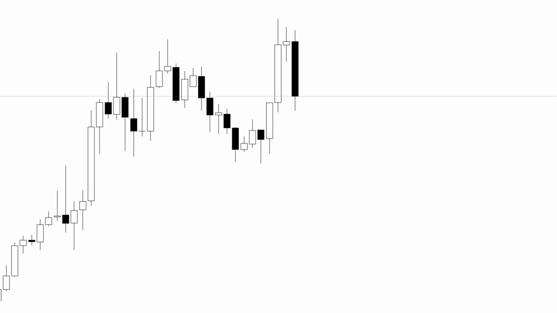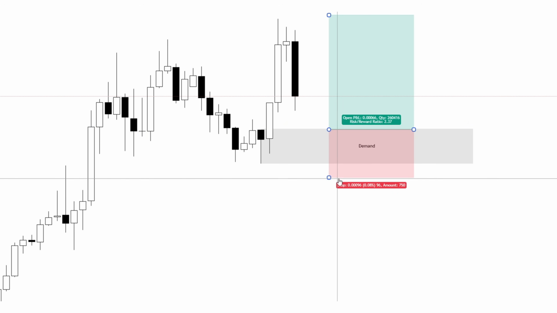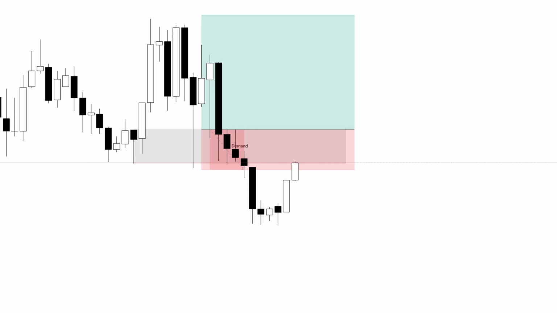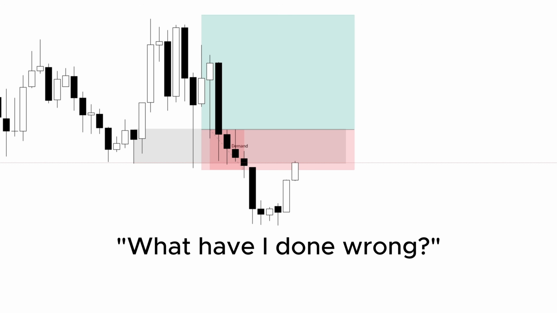This is one of the most frustrating experiences in trading, where you think that you've properly done your analysis, then you enter with a buy position on an uptrend to take the market into trend continuation. But in reality, this is what happens. You get stopped out and left thinking on what have you done wrong.